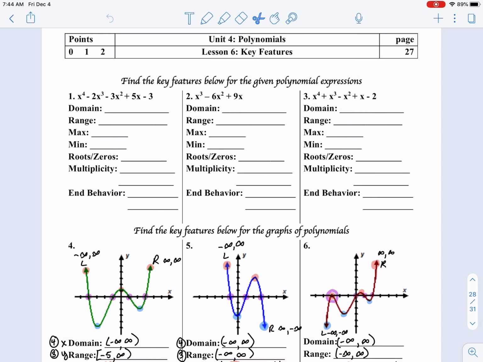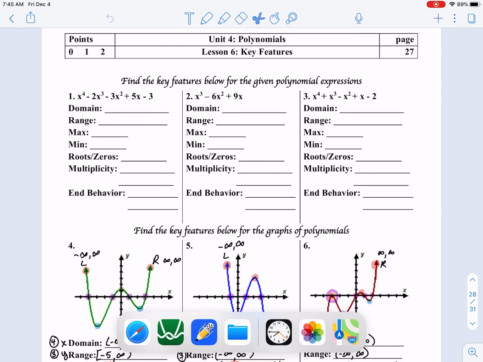Today what we're going to work on are finding key features of polynomials again. However, yesterday we looked at finding them when given a graph. Today what we're going to do is look at them or find those features when we are given an expression versus the graph. Now, just like with functions, if I want to find key features, I'm going to put it in a graph.